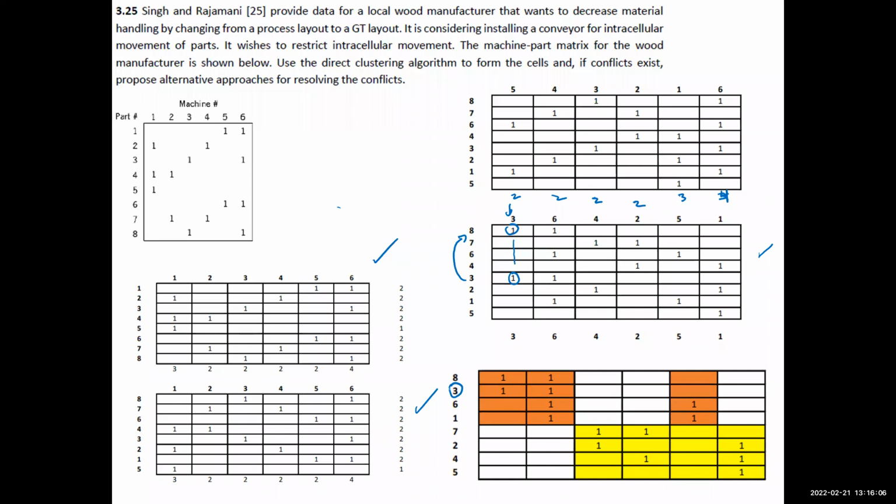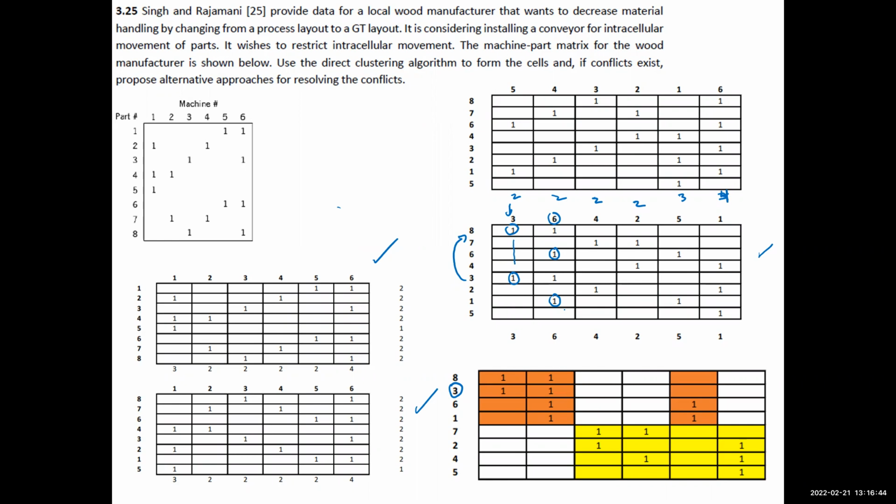You don't have any other 1s in column 1. So now you move to column 2. You have 6. So 6 will go after 3. And then you have 1. So 1 is going to go after 6. And you continue that process until you have completed all the possible moves upwards into the matrix. For this case, we end up having a conflict. So that's for machine 5.